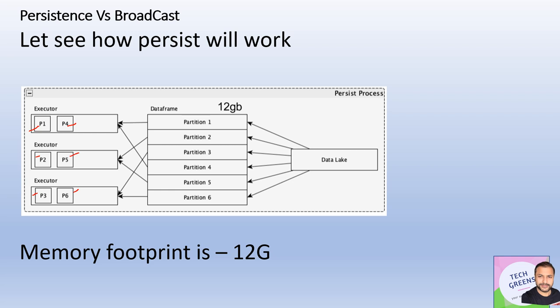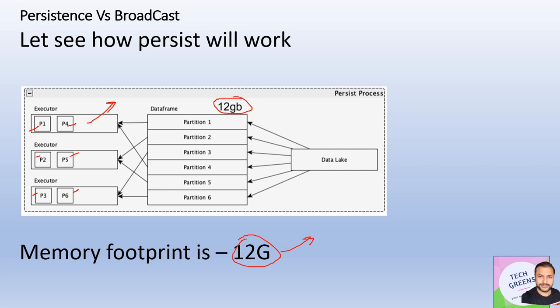So in that case, my memory footprint remains 12 gig only. I have a 12 gig data frame. It was already partitioned, and when I do a persist, it was maybe in the storage memory, but it'll go into the worker memory of the executors. But my memory footprint on the executor cache will remain 12 gig itself. There's no inflation or deflation of this memory footprint. So the first part of the question is, what would be the memory footprint in case of persistence? It'll remain 12 gig.